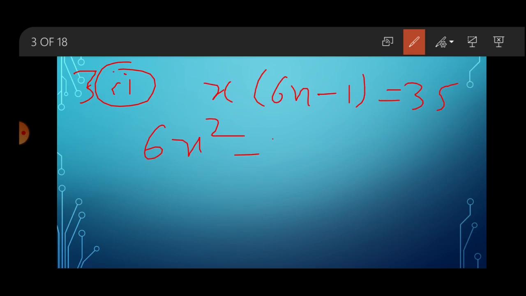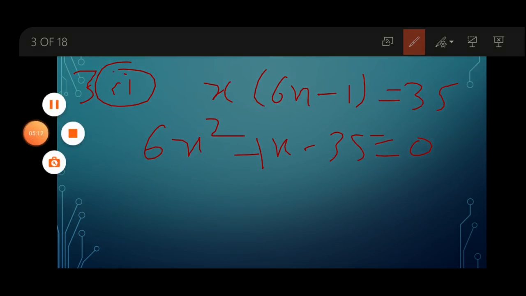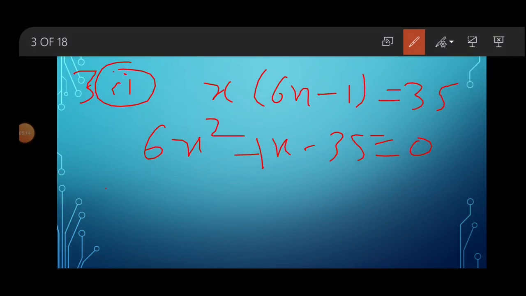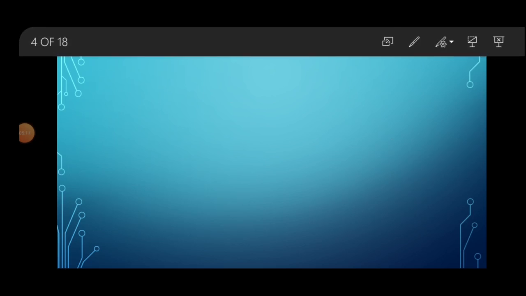So 6x square minus x, 35 I will bring to the opposite side, so it will become 6x square minus x minus 35 is equal to 0. Now 35 times 6 will be 210. So you have to break 210 into two such parts whose subtraction or addition is minus 1. For this calculation, I will use the successive division method. So 210.